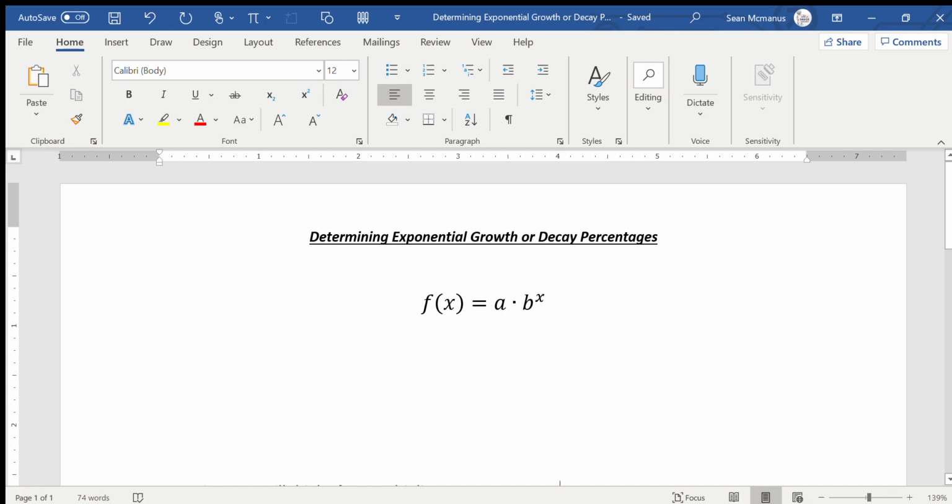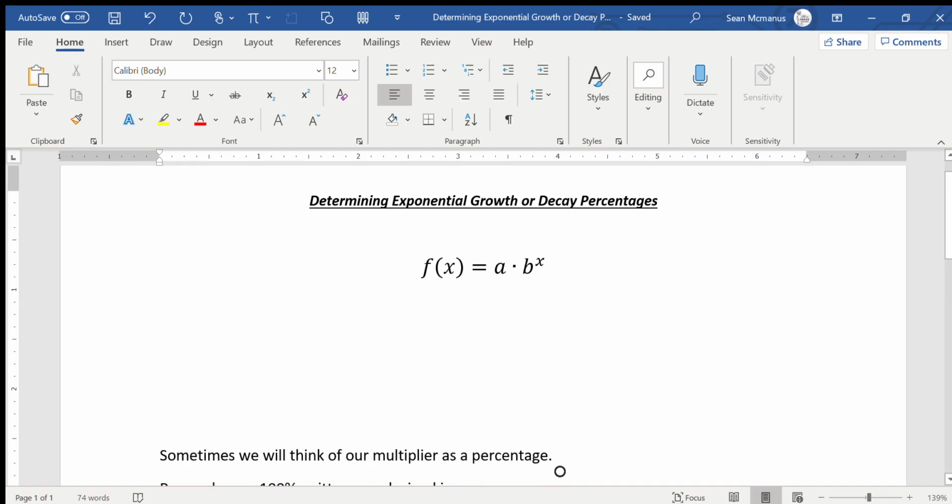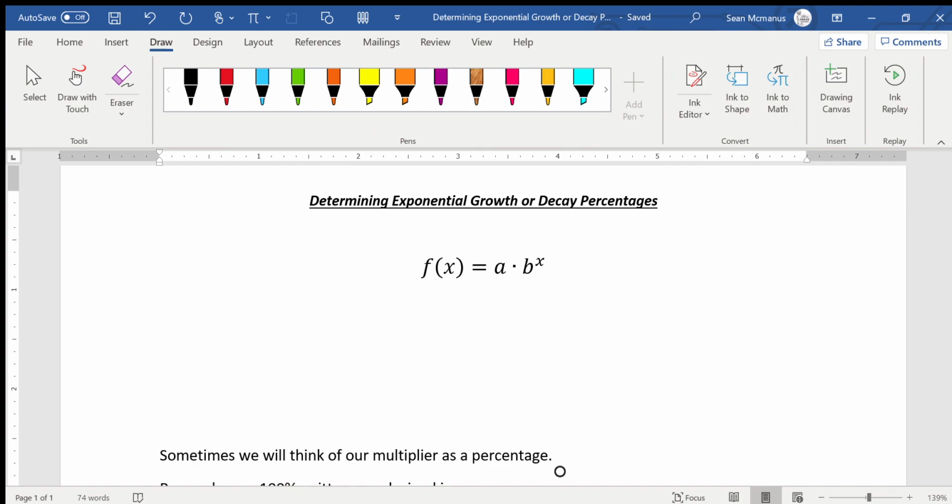All right, we're going to continue along here with some more video help and support for our lessons on exponential functions. Right now, we're going to look and see how we can determine if a function we're looking at exhibits exponential growth or exponential decay, and what percentage of growth or decay our situation would represent by information we can pull out of the function itself.